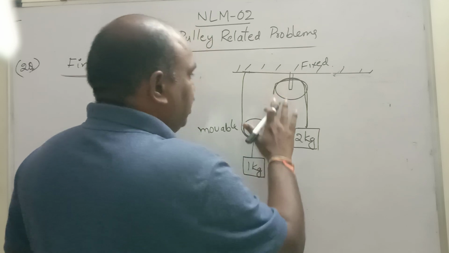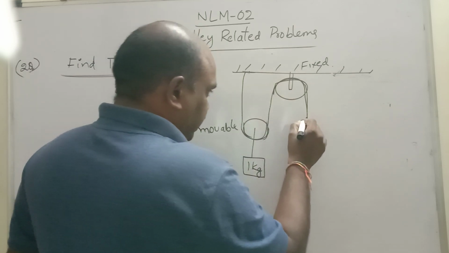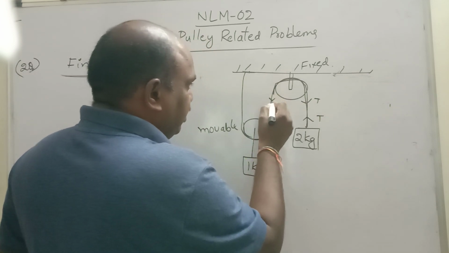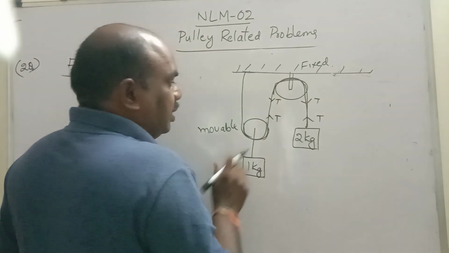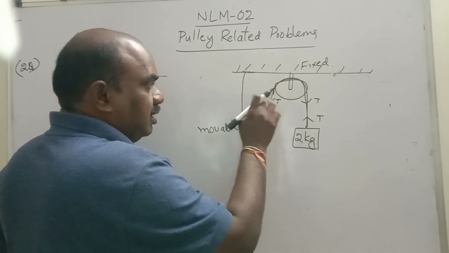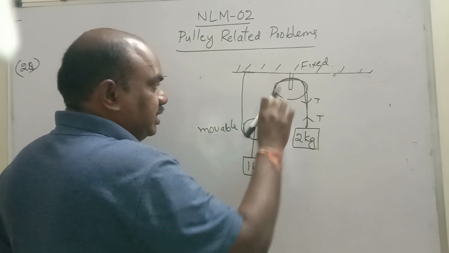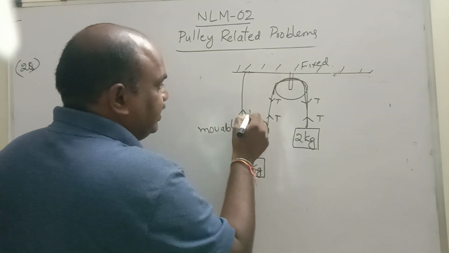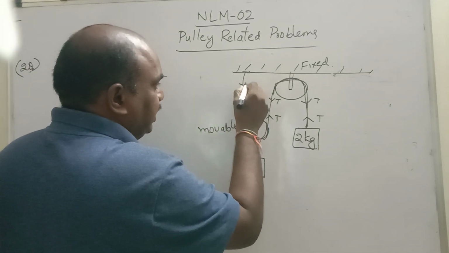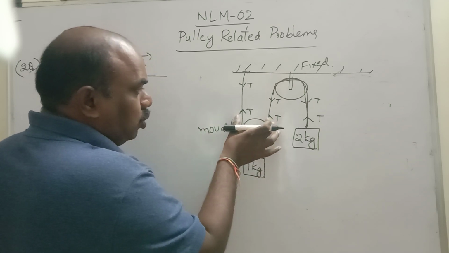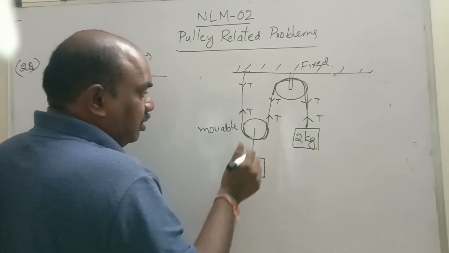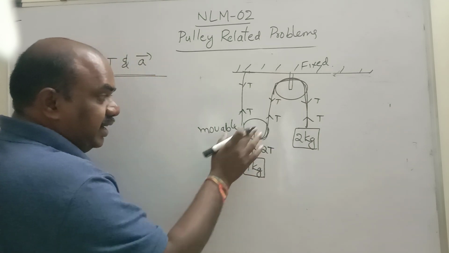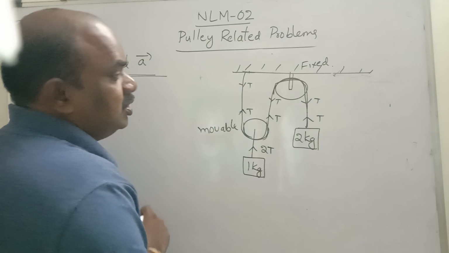Tension is always away from the point. So tension will be in this direction. Here tension will be downwards, and here tension will be upwards. Why? Because this is the tension acted by the pulley on this string, and this is the tension acted by the pulley on this string. These two are equal and opposite according to Newton's third law. Similarly, this is tension T. Whenever two tensions T and T are present, definitely here tension will be 2T. Why? Because the string is different. String changes, tension also changes.